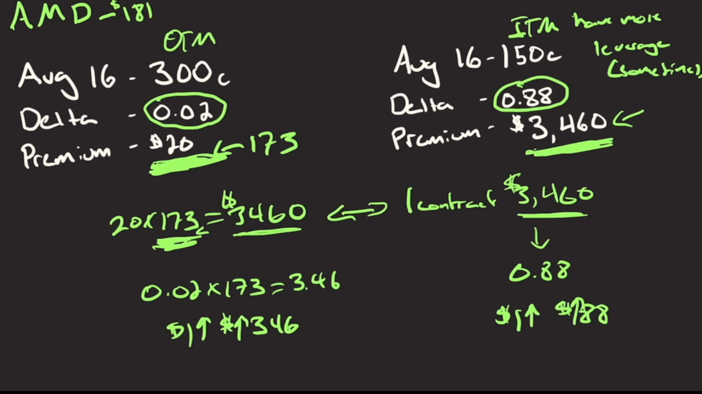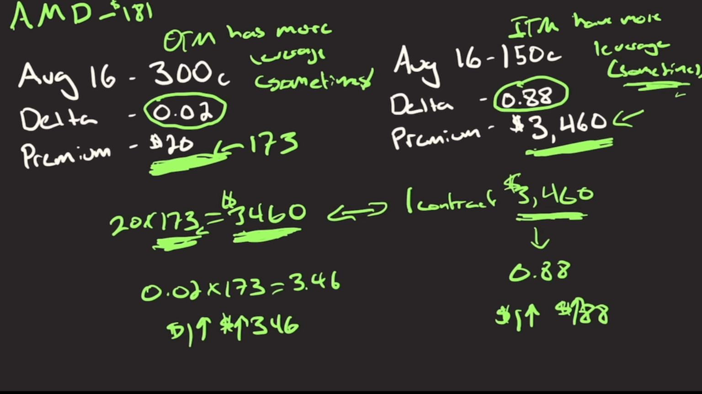So which has more leverage now? Well, this is where the sometimes comes in. In the money has more leverage sometimes, and now out of the money has more leverage sometimes. It depends on how many contracts you buy. So you buy a bunch of out of the money contracts that are equal to the same value as one in the money contract, you have a ton more leverage. This is way more. That is also a double-edged sword, because like I said before, if it goes down by $1, this is going to go down by $346, while this is only going to go down by $88.